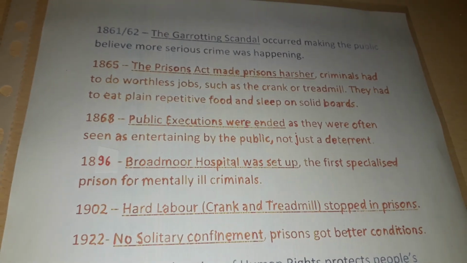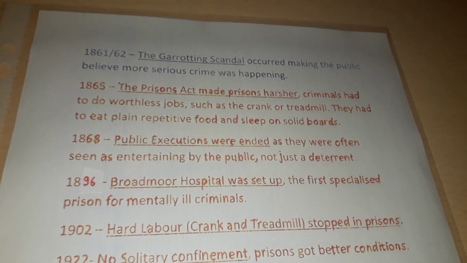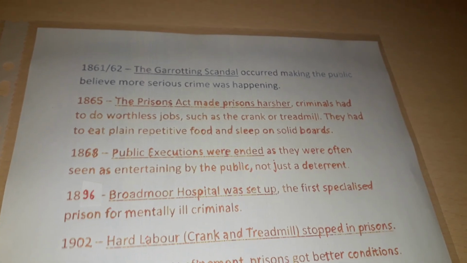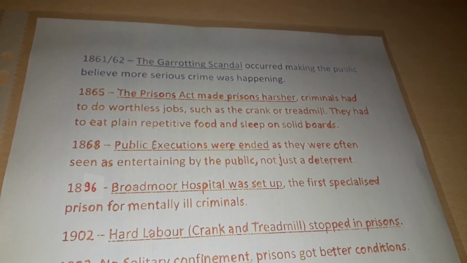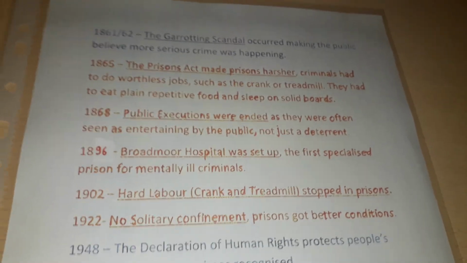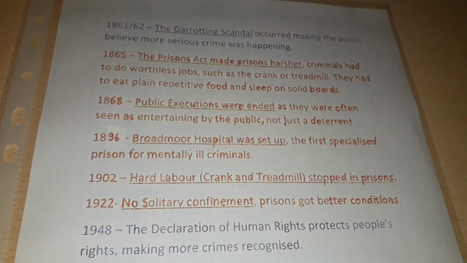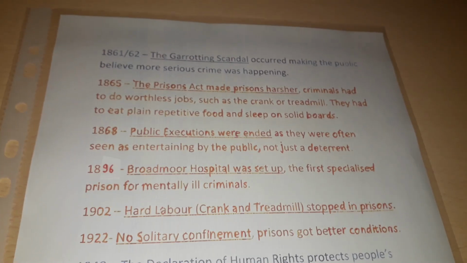So next we've got 1896, and Broadmoor Hospital was set up. It was the first specialised prison for mentally ill criminals. Before this, they would just be put in a regular prison with everyone else, but now they'd actually be separated and treated differently based upon their needs, which would help them. In 1902, hard labour, such as the crank and treadmill, which were introduced in 1865, were stopped in prisons and weren't allowed anymore. In 1922, there was no more solitary confinement, so people couldn't be stuck on their own anymore.